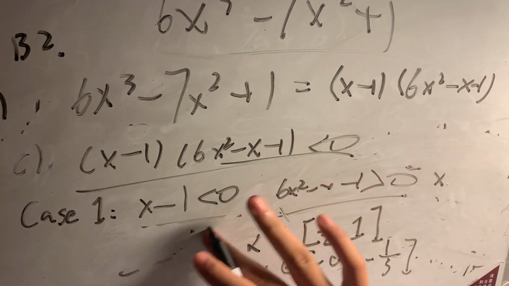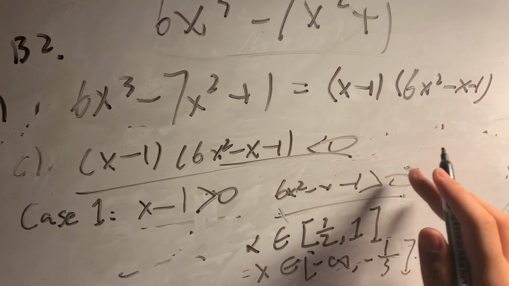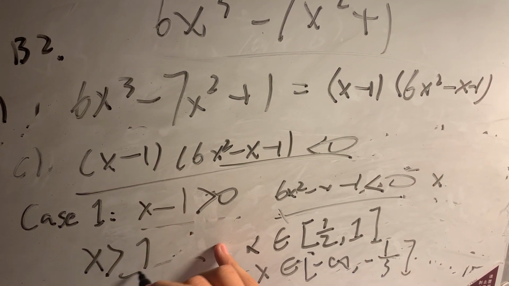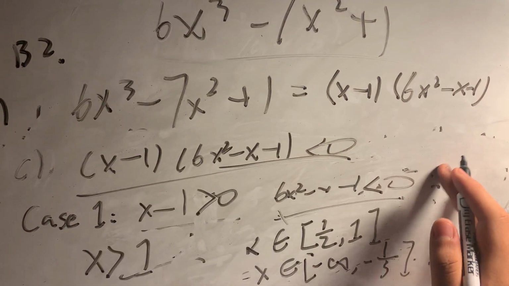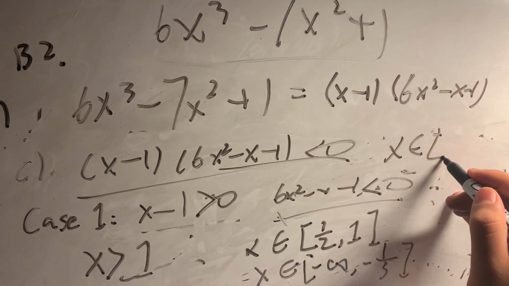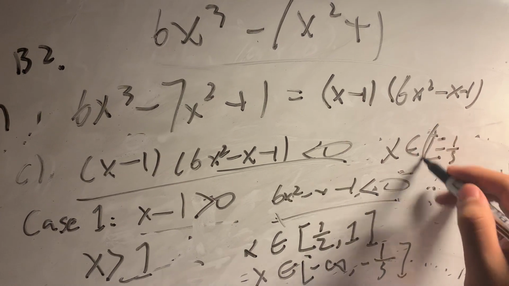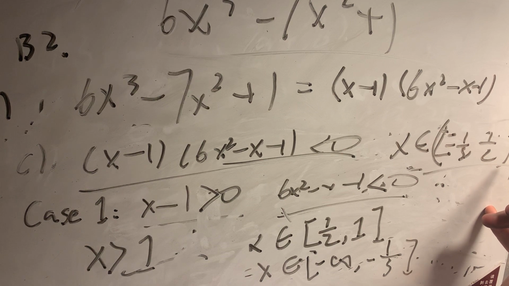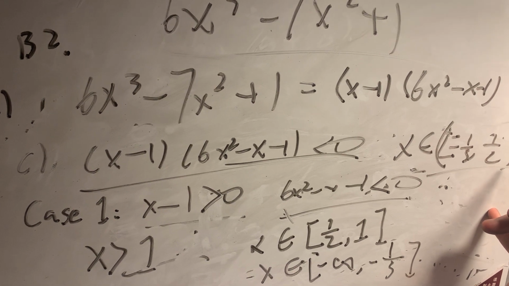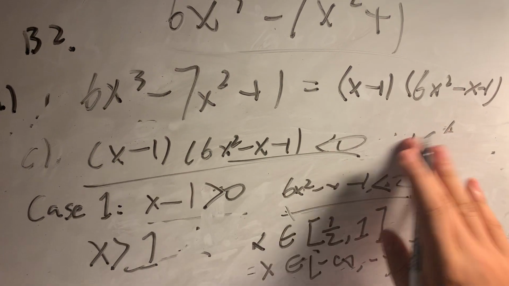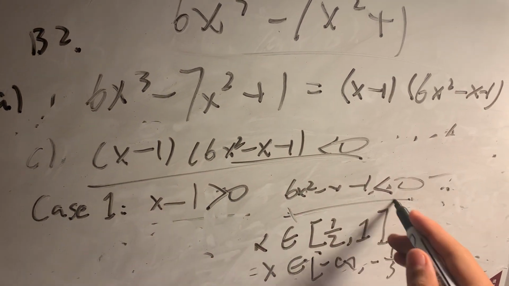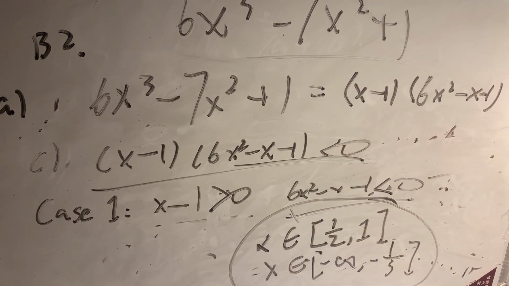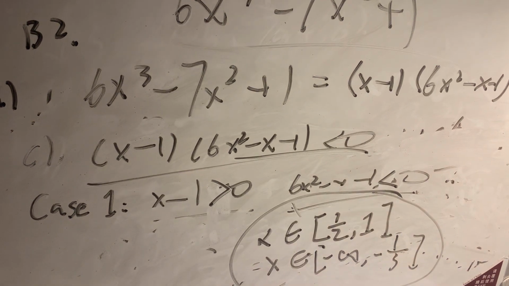So now let's switch the cases, which is x minus 1 larger than 0, so x is larger than 1. From this one, x is in the interval negative 1 over 3 to 1 over 2, which does not match. So there's only one possible solution here, which is x in this interval and x in negative infinity to negative 1 over 3.